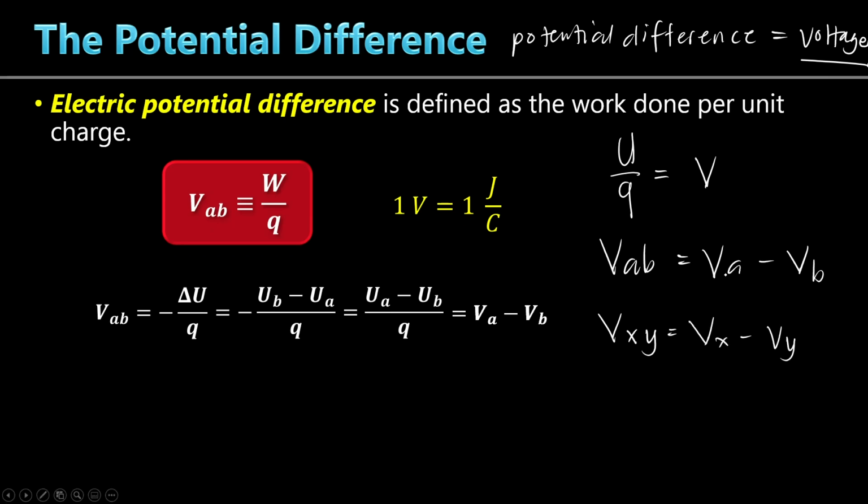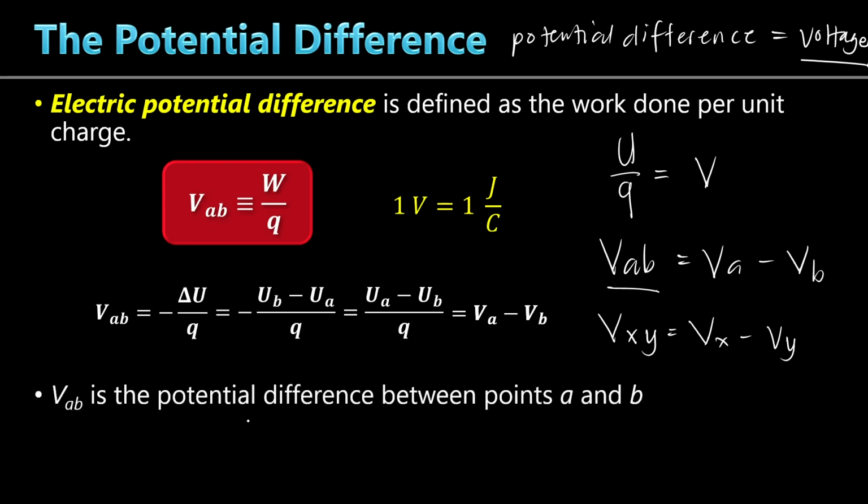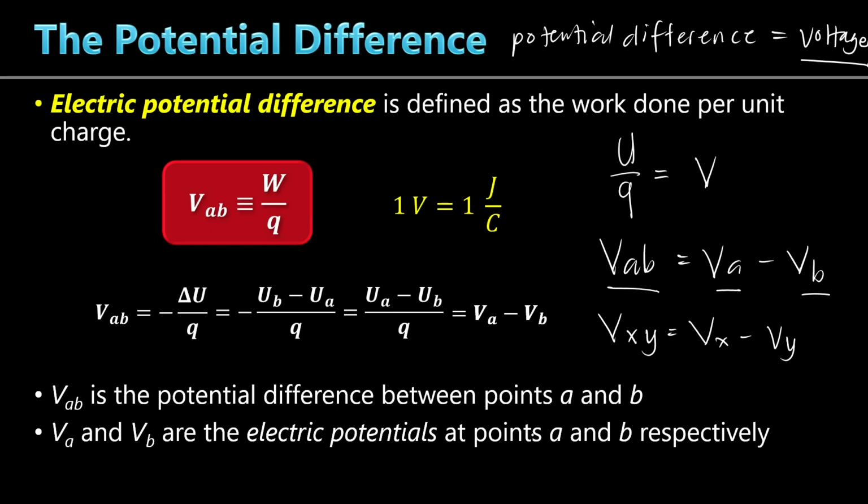Is that so? Yes. So tingnan po natin yung order ha. Yung unang subscript, yun yung mauuna. Pangalawang subscript, yun yung pangalawa. Okay? So how do we interpret VAB? Remember that VAB is the potential difference between points A and B. On the other hand, this VA and VB are the electric potentials at points A and B respectively. So if that's a potential difference, you measure it between 2 points. But if that is measured at a point, then that is the electric potential at that point.